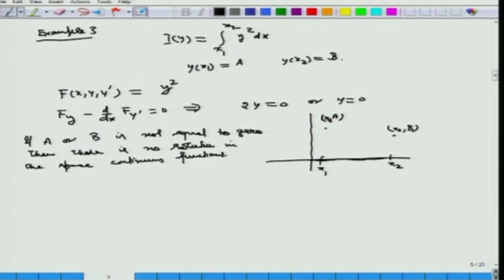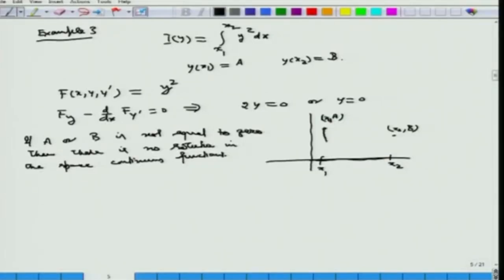So, this is the candidate for extremizing the functional I, and even if we try to take approximations here like this, it will never be 0. I can be reduced as much as we want, but 0 cannot be attained here. For any continuous y on x 1 to x 2, I(y) will be positive.